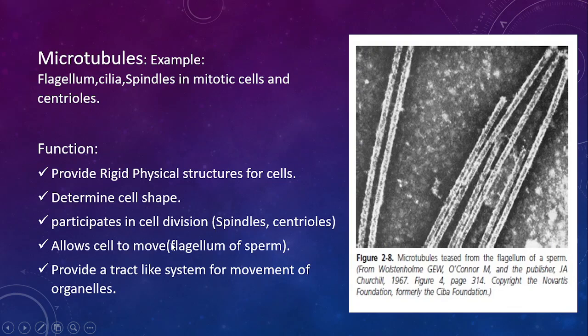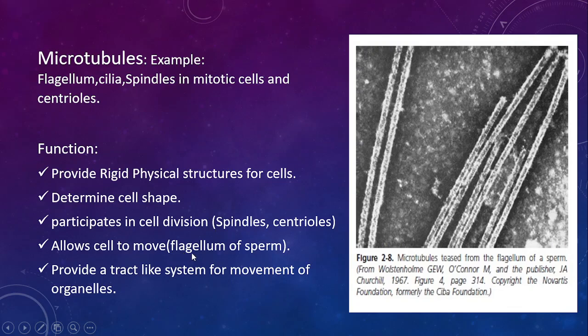You can see that some cells contain flagella, by which they can move from one place to another, which is very much needed for our body. The most common example of this type of cell is the sperm. For sperm to fertilize the ovum, they must run at a very rapid speed towards the ovum, and for this purpose they need their microtubules in the form of flagella.